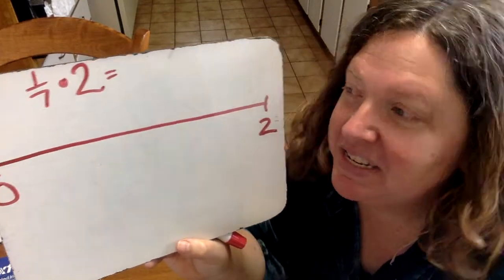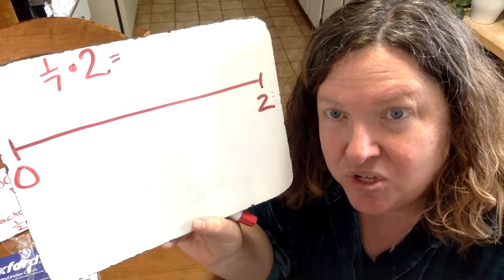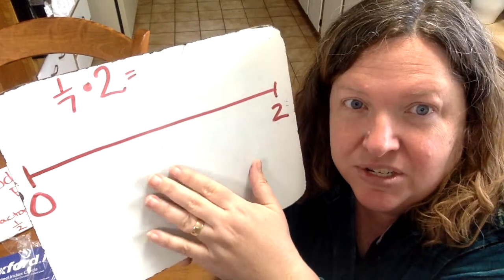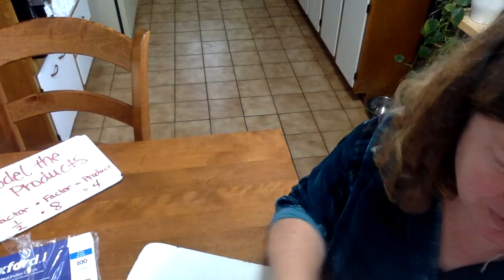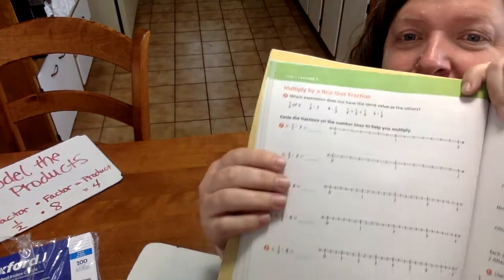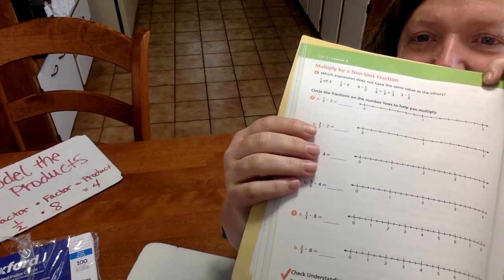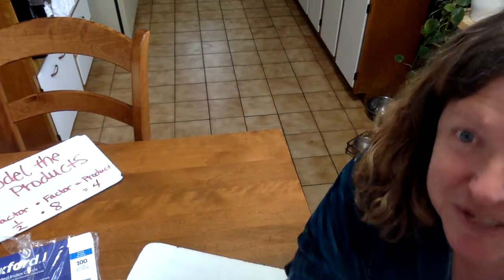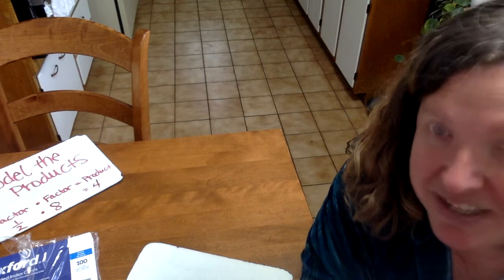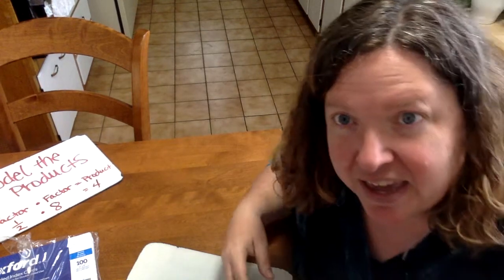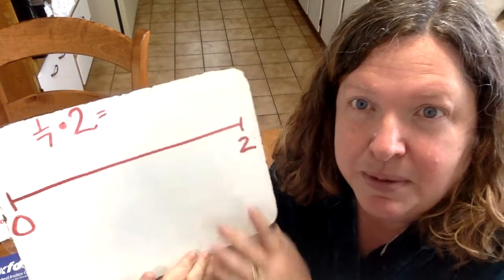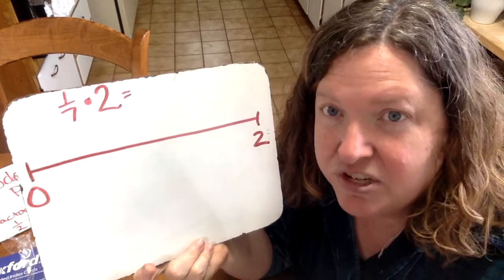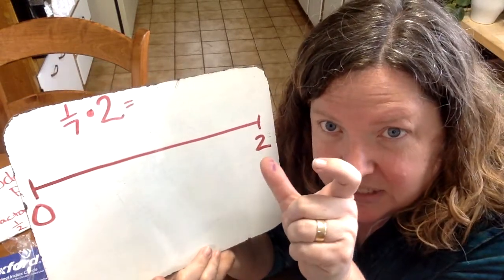Okay, page 90 wants us to not model it or draw it, but they want us to use a number line to show it. The tricky thing about this page is that the size of the number line keeps changing in each problem. The distance between 0 and 1 or 0 and 2 or whatever is quite different each time. That's okay. To solve it, we have to know how many pieces we're cutting each of those 1 chunks into.